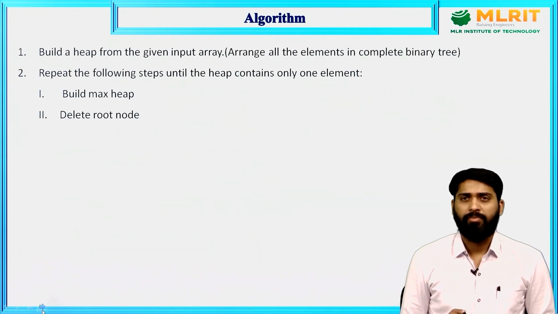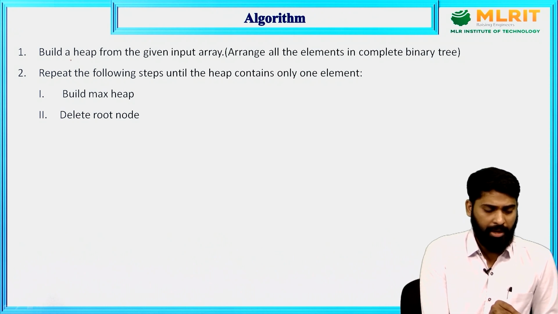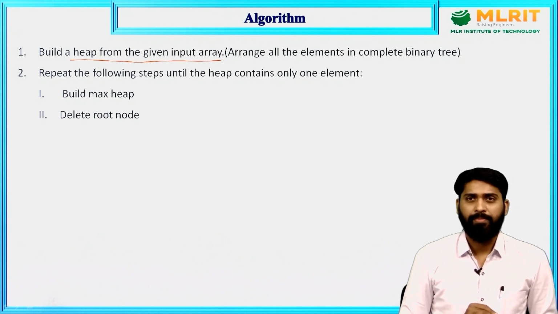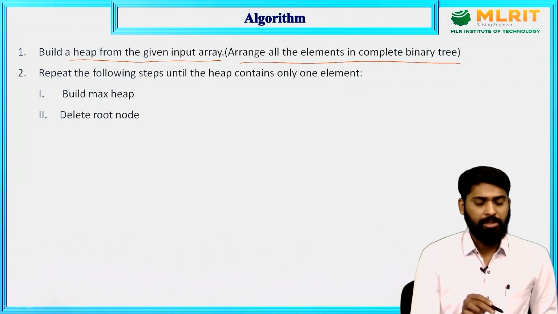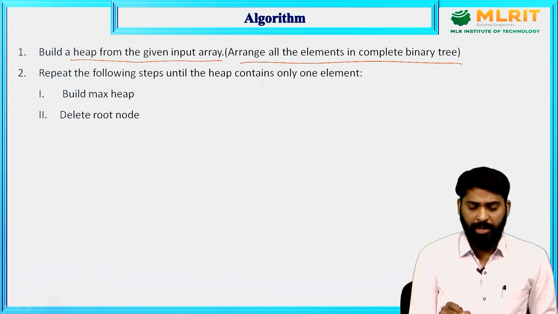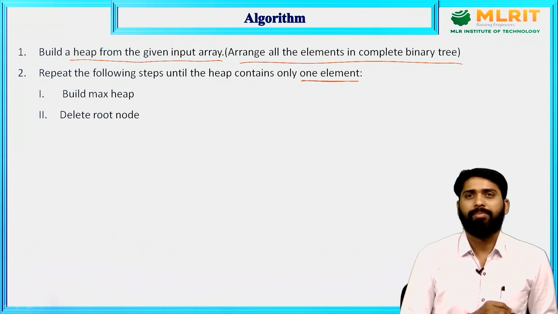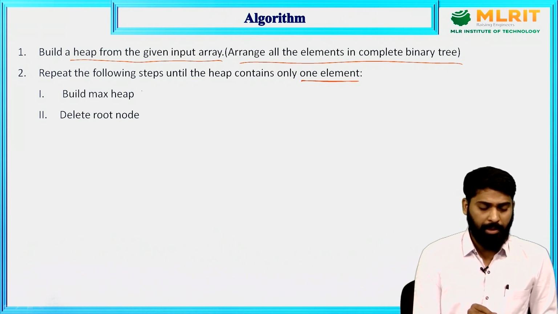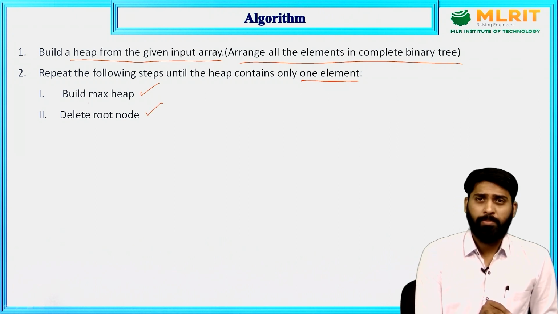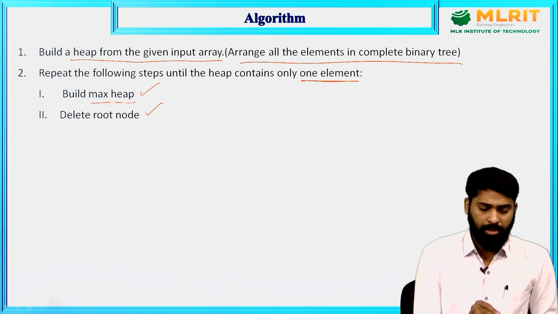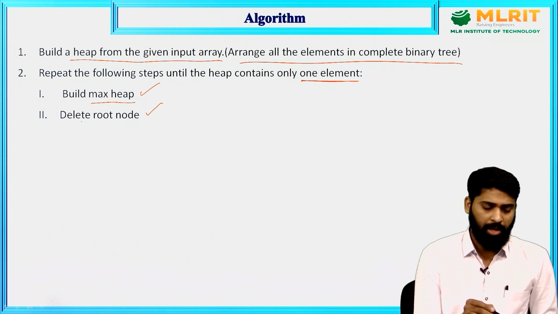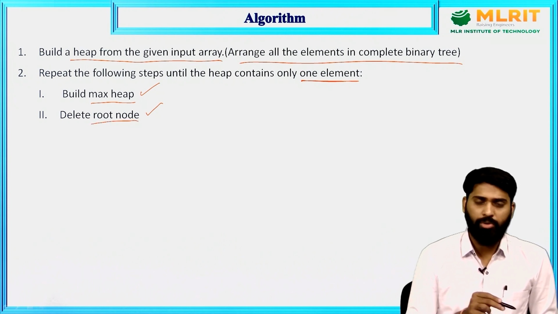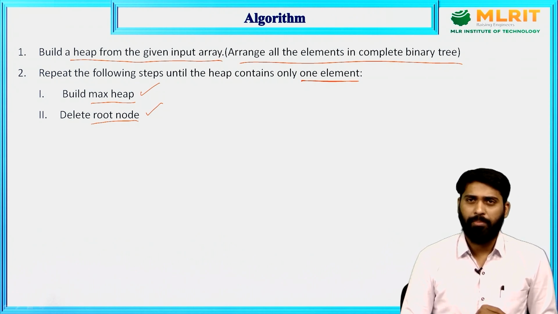Now coming to the algorithm for heap sort. First, build a heap from the given input array, that means arrange all the elements in a complete binary tree. Then repeat the following steps until the heap contains only one element. Step 1, build max heap. Step 2, delete root node. What does build max heap mean? It means making the largest number the root of the tree. After building the max heap, you delete the root node. Okay, so let us discuss with one example. So this is the input.